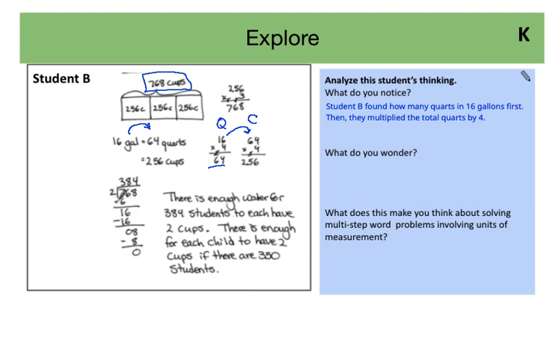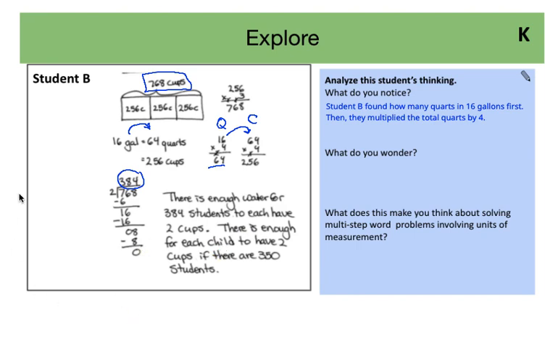And then we see that they solved it a little bit differently, right? They did 768, the total, divided by the 2 cups, and they got as their answer, the quotient, 384. That would be how many students they can give 2 cups to. So there is enough water for 384 students to each have 2 cups. There is enough for each child to have 2 cups if there are 350 students.